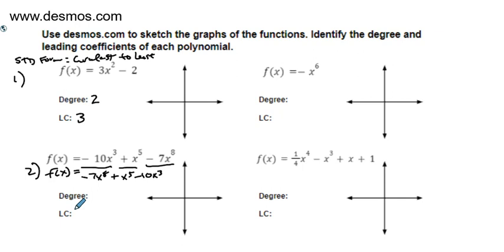Now looking at this, my degree on this one is 8, and my leading coefficient is -7. So once you have it written that way, they're really easy to work with. They're pretty straightforward. So let's go to Desmos and see what happens here. So I'm going to put this on here.